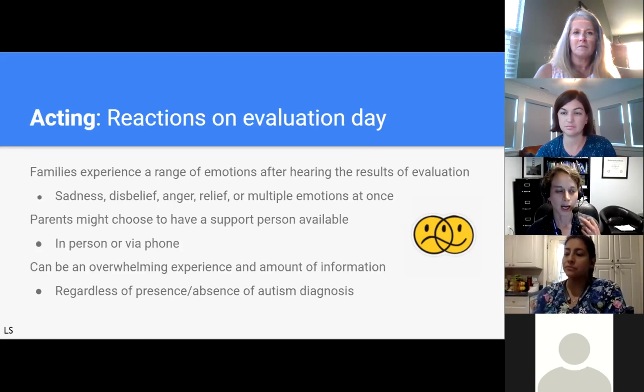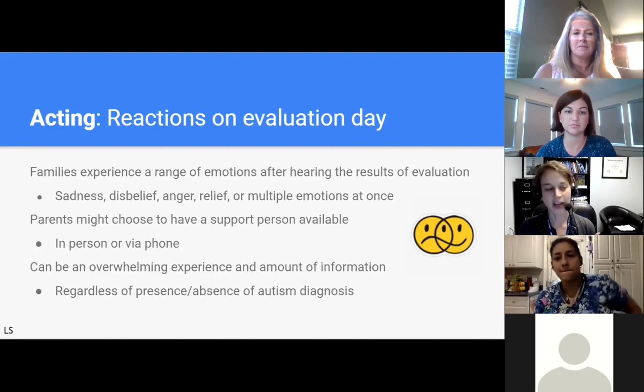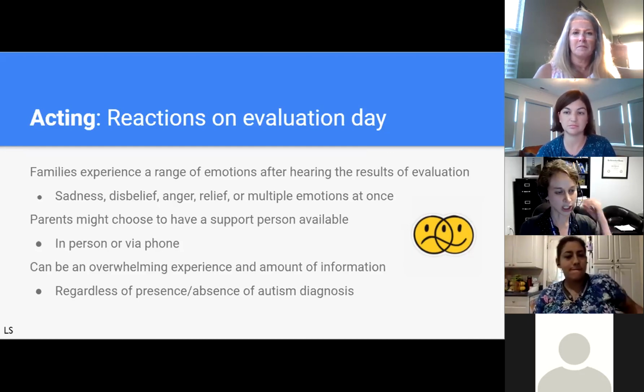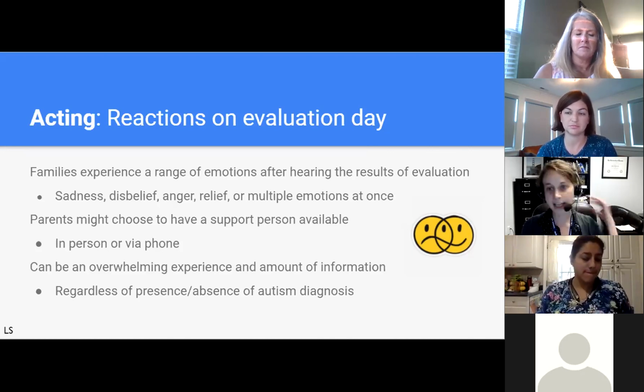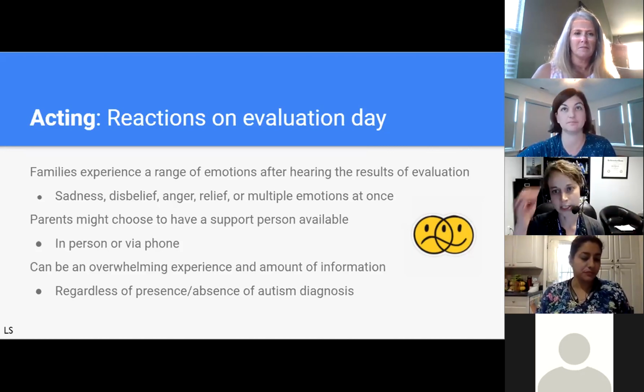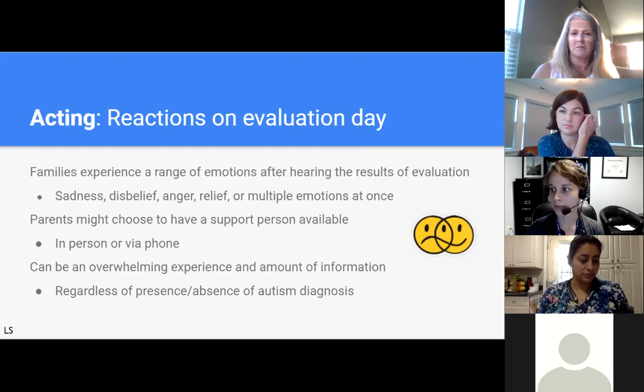I want to talk a little bit too about reactions and emotions that people might have on evaluation day. There's the gamut, right? There's the full range of emotions that people might experience: sadness, disbelief, anger, relief, joy, or a messy mix of all those feelings at once. Sometimes it's helpful for parents to have a support person available, either in person or via the phone. So think about that in advance as you're planning for the evaluation.